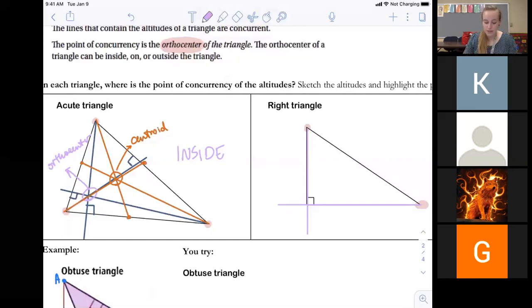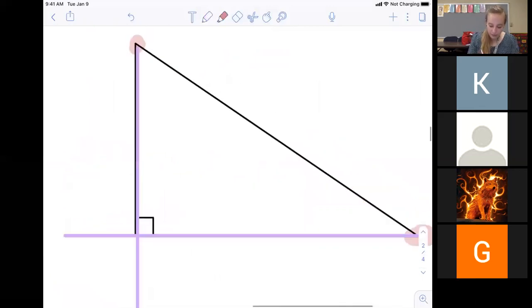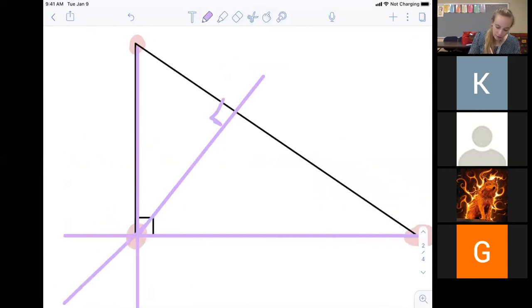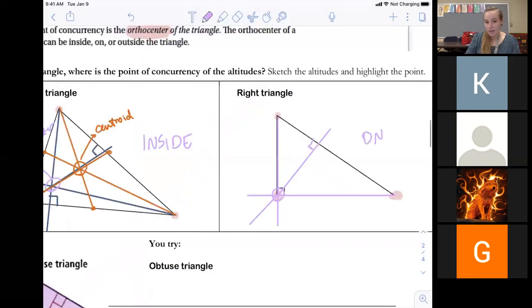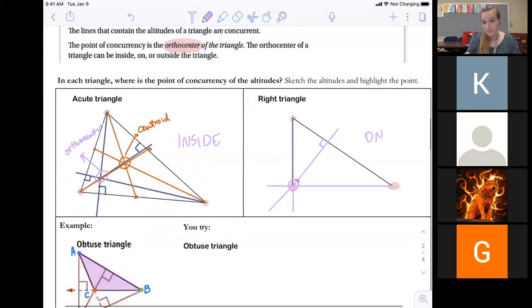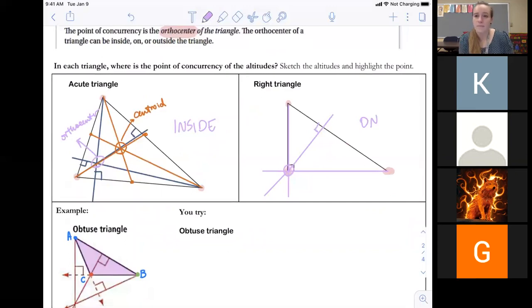I'm gonna zoom in because the vertex from the right angle is a little bit tougher, but it doesn't really matter where this line goes. I think that's about a 90-degree angle. If I were to extend this line over here, the point of intersection, the orthocenter, is on the sides of the triangle. It's actually one of the vertices of my triangle. So this one is on, not inside, and also not outside. I know I'm moving pretty quickly, but any questions so far?